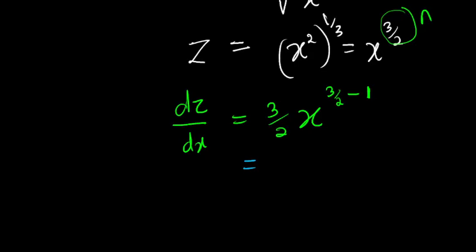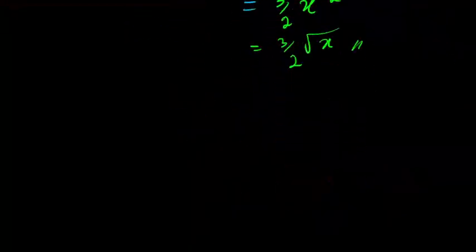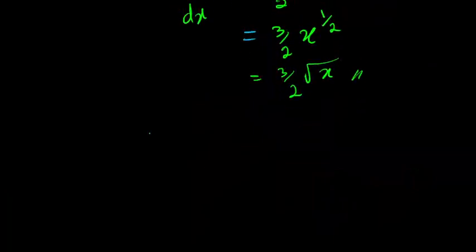So we have 3 over 2 x raised to power 1 over 2. Look at that. Which is the same thing as 3 over 2 times the square root of x. That is number 2.